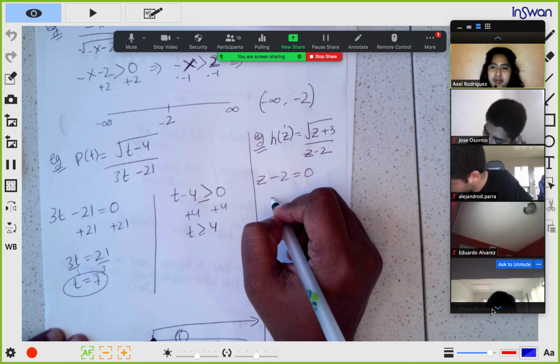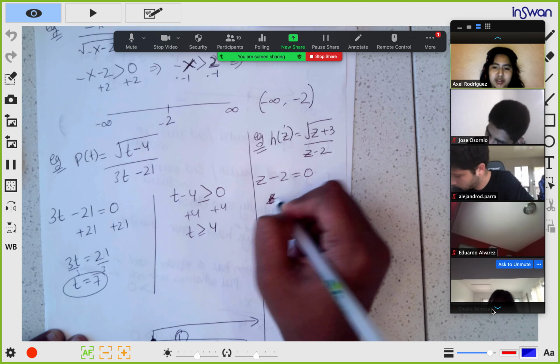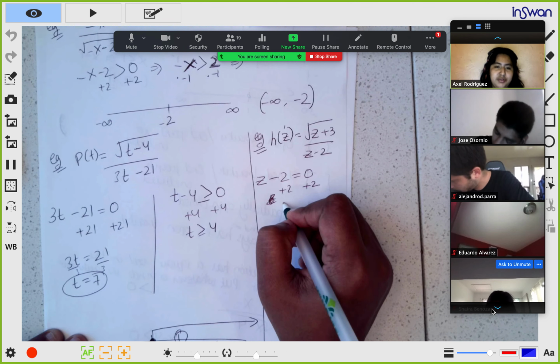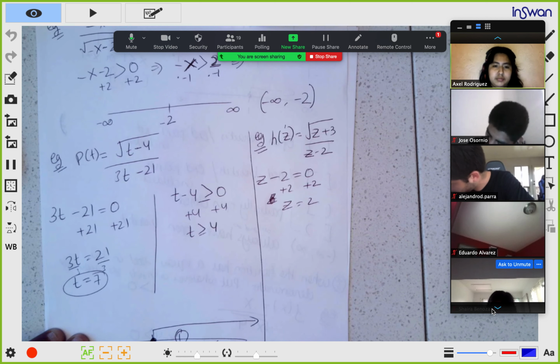It's z minus 2 equals 0. Yeah, you add 2. Okay, it's positive 2. Z equals positive 2. Z is equal to positive 2. Let's make a number line. I put 2. Since I got 1 value, 2, I put it.